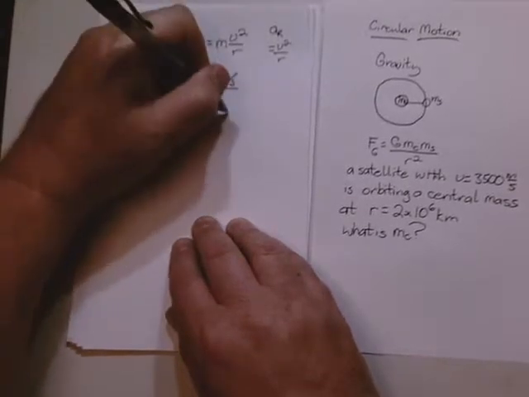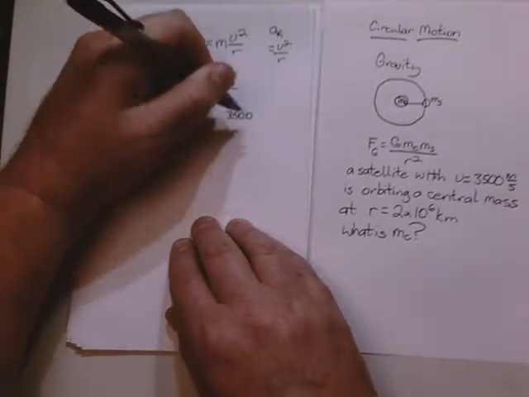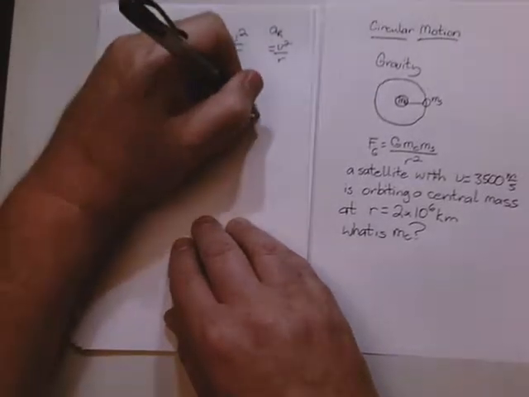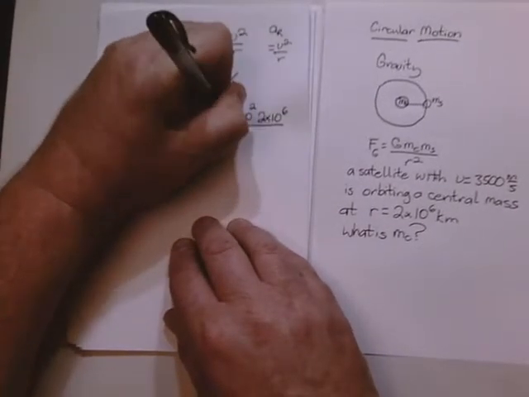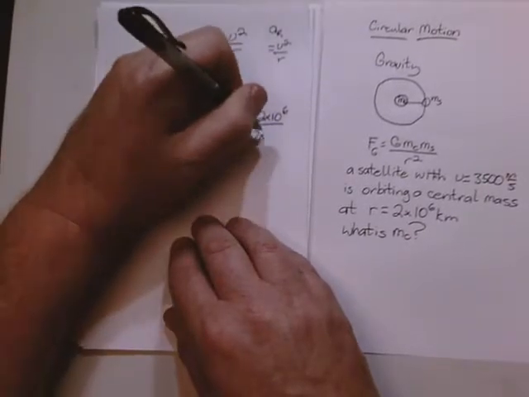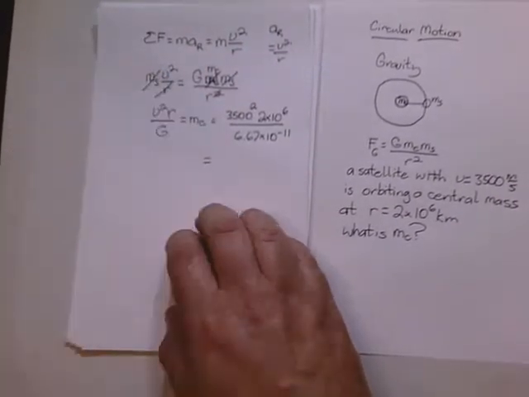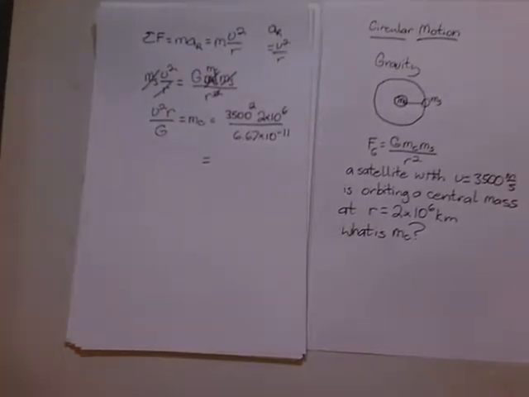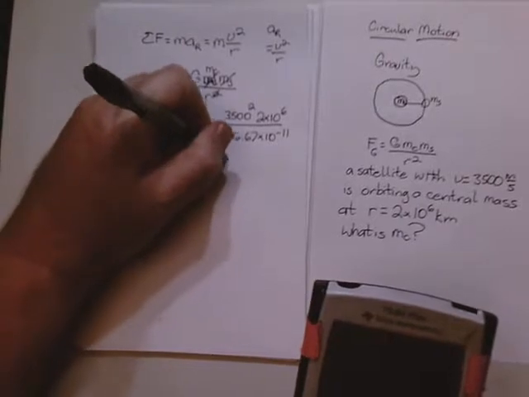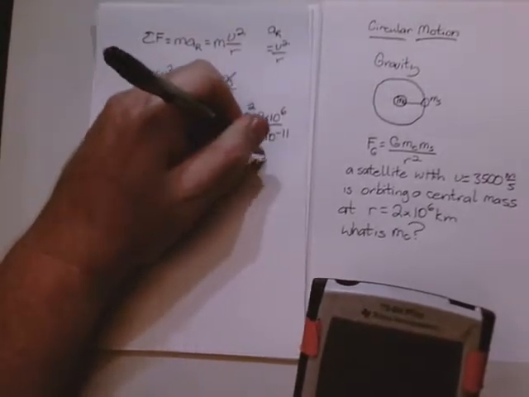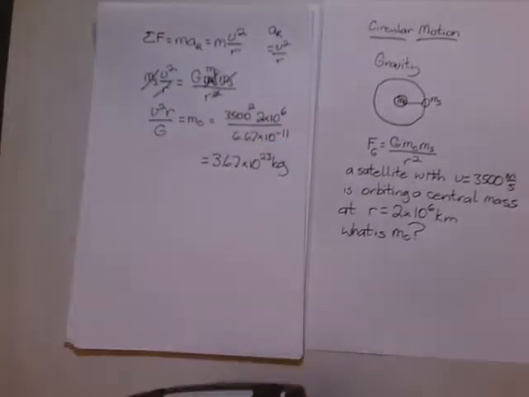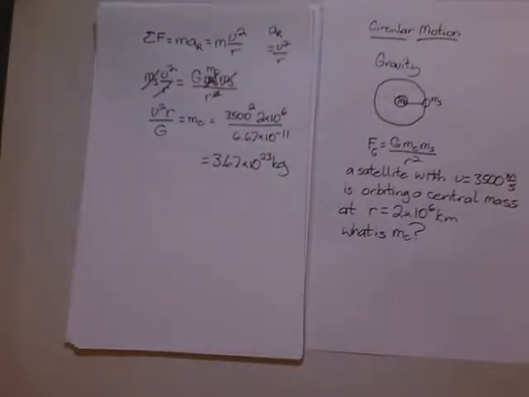So this is 3,500 squared, times 2 times 10 to the 6th, divided by 6.67 times 10 to the negative 11, and that gives us a big number. But it's a central planet, so it should be big. So I get 3.67 times 10 to the 23rd kilograms. So it's an awfully big planet, but big whoop.